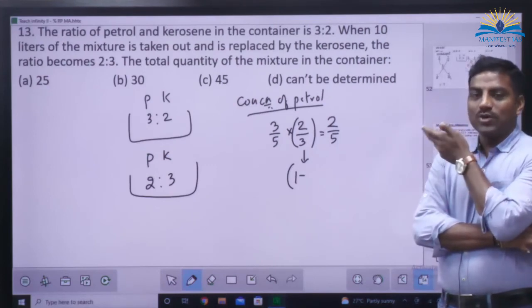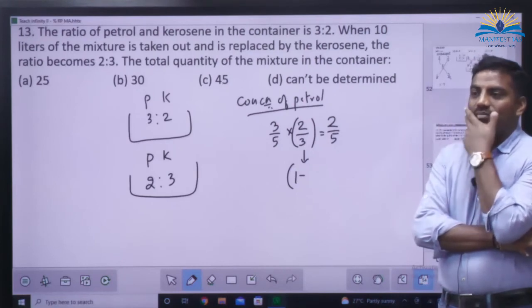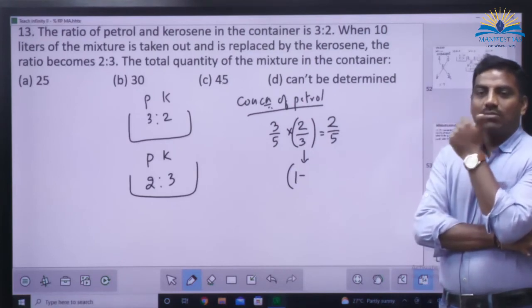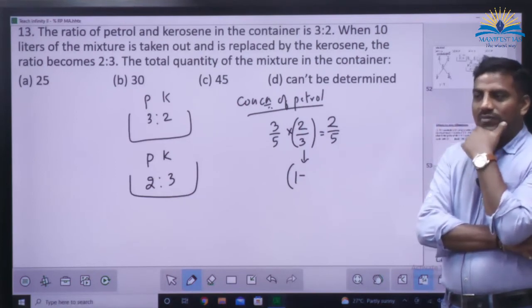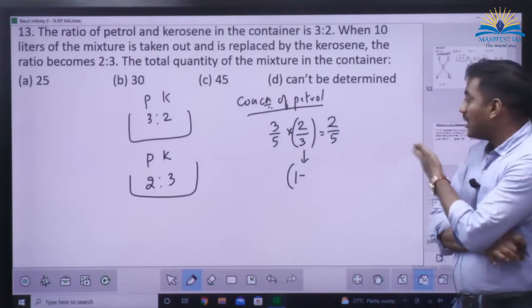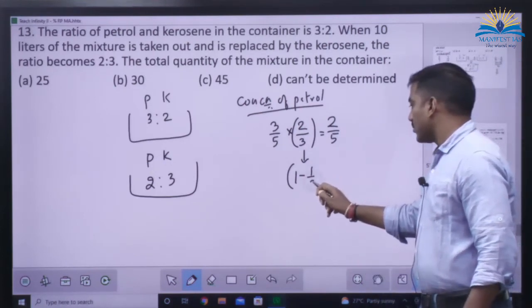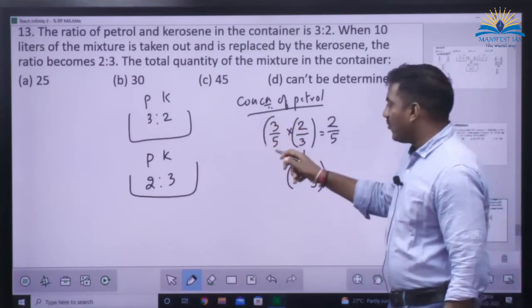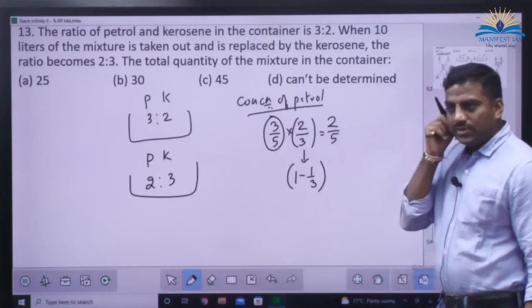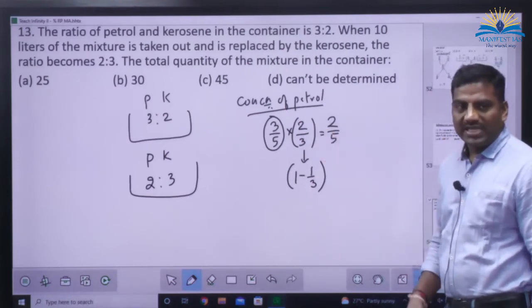1 minus what is equal to 2/3? 1 minus what is equal to half? 1 minus what is equal to 3/4? 1/4, right? So 1 minus what is equal to 2/3? So basically, the concentration of the petrol was this much. That is being compromised and we are getting the concentration of petrol as 2/5.